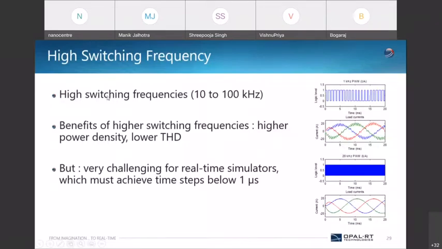So we know that with high switching frequencies, the various benefits are higher power density and lower THD. But the main challenge which comes to real-time simulation is that when we want to work at very high switching frequencies, this corresponds to a time which we call 1 microsecond. This is the time.